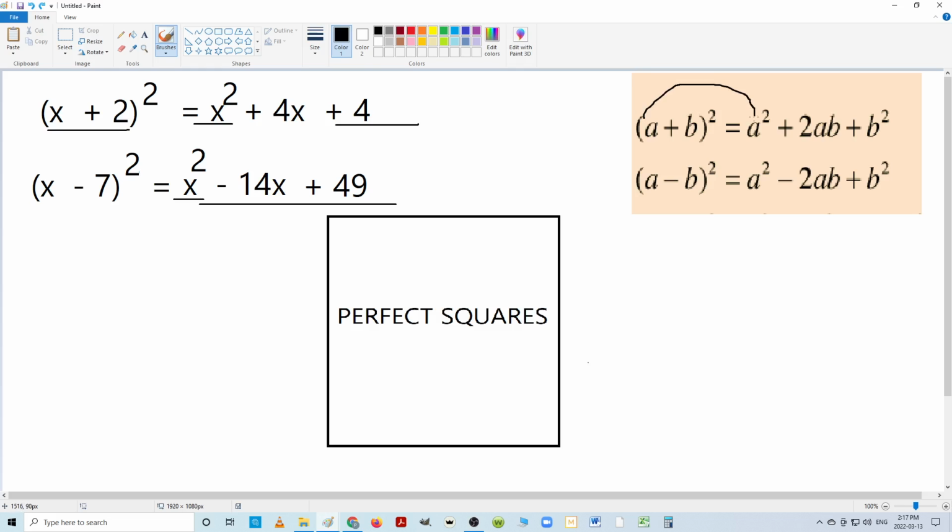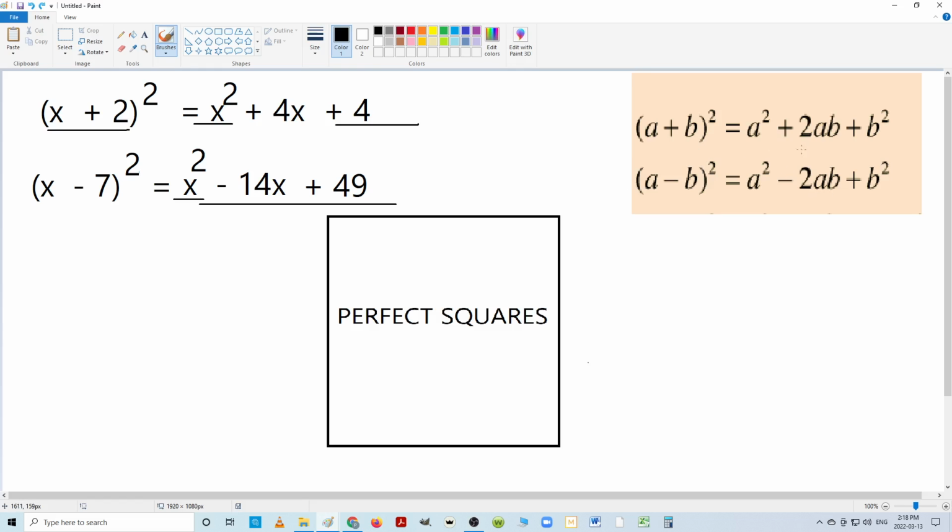The first term is squared. The last term is squared. Both of them are always positive. And the middle is always 2 times each term. And when it's a minus b, it's still the same thing. The first term is squared, and it's plus. The second term is squared, and then it's 2 times a, and this time it's minus b, so it becomes minus 2ab. That's the only thing that changed, plus and minus.